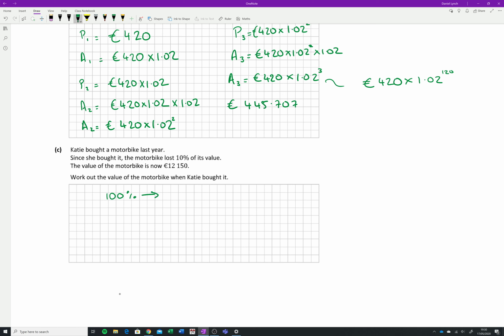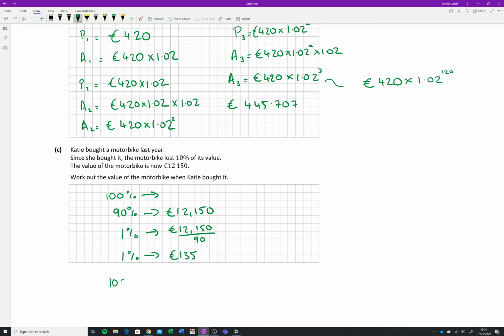We don't know what that is, but it lost 10% when it went to 12,150. So it's currently at 90% of its value. What you should do is work out what's 1%, and you would do that by taking this amount and dividing it by 90. So 12,150 divided by 90. Is it a nice number? It is actually. So 1% of what you started with is 135, because this is 90% of what you started with, because it lost 10% in value.